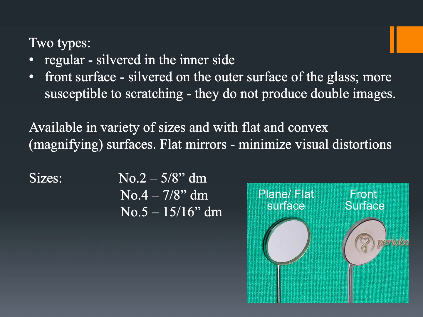There are various types of mouth mirror: the regular mouth mirror and the front surface mouth mirror. The only difference between regular and front surface is that the silver coating is present on the inner side in a regular mouth mirror, whereas in the front surface mirror the silver coating is applied on the outer surface of the glass, so it is more susceptible to scratching, but it gives a clearer image compared to your regular mirror. They are also available in various sizes and shapes.